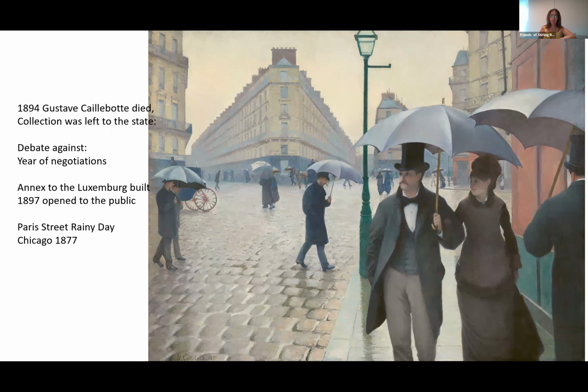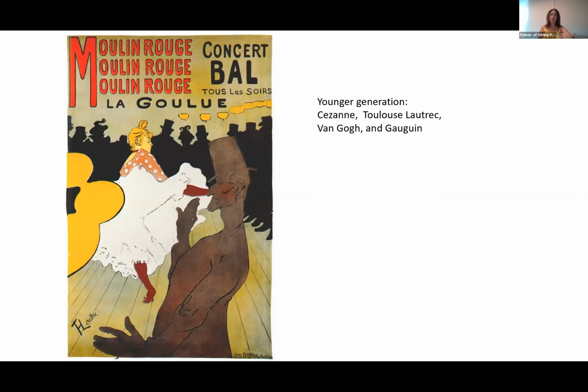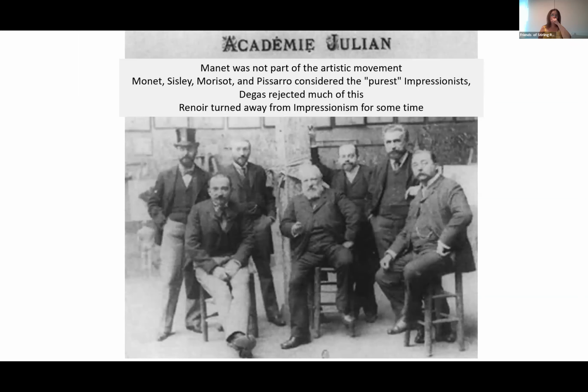Finally, after a year of negotiation, they are going to have an annex to the Luxembourg Palace, and it's going to be the Jeu de Paume in 1894. It's going to be open to the public. Today it is part of the Musée d'Orsay collection. There is a new generation like Cézanne, Toulouse-Lautrec, Van Gogh, and Gauguin, who are going to bring new ideas and new styles. And we know that Manet was never part of this artistic movement.